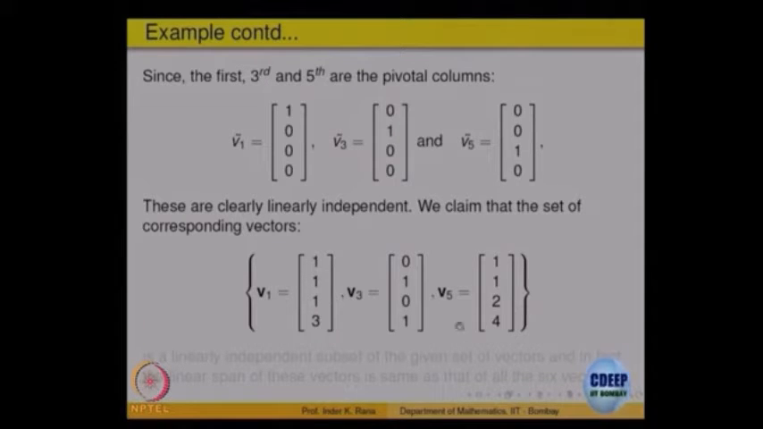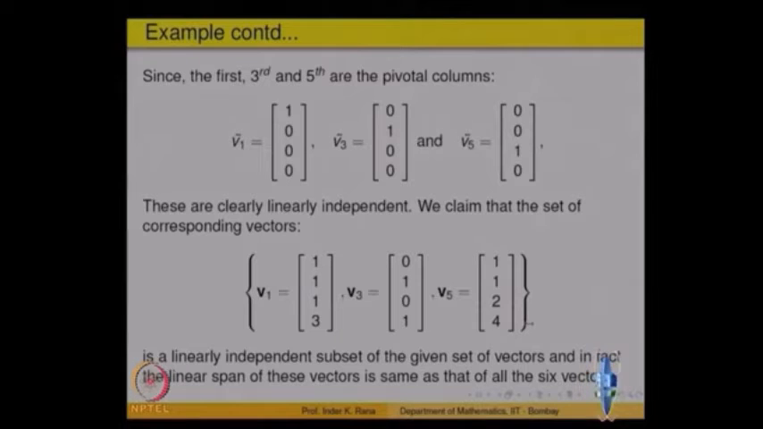Now the claim is these 3 vectors should be linearly independent, right, and should span everything. I want to check that also, right, theorem says it should be so. So let us try to verify that by this example. Okay. So I want to verify it is a linearly independent subset and in fact spans all the remaining ones. So let us check.